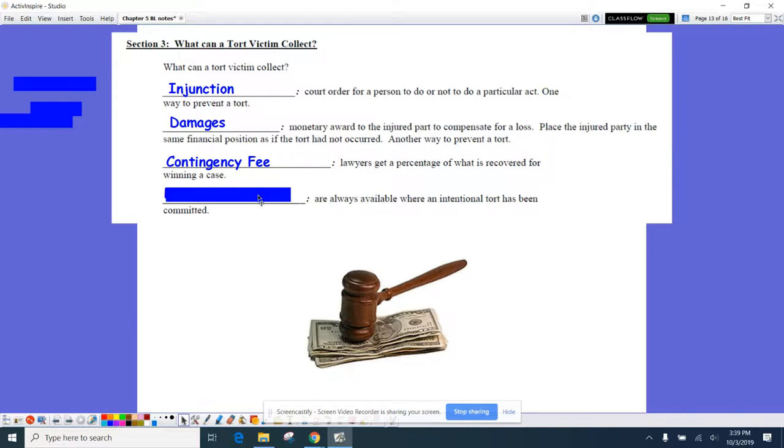If damages are meant to really financially hurt someone, they're known as punitive damages. Think about the prefix here, pun. That's kind of like punishment. Punitive damages are set so high that they're meant to punish the wrongdoer in these kinds of cases.